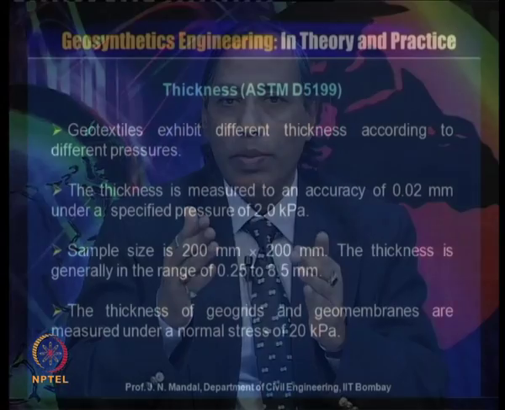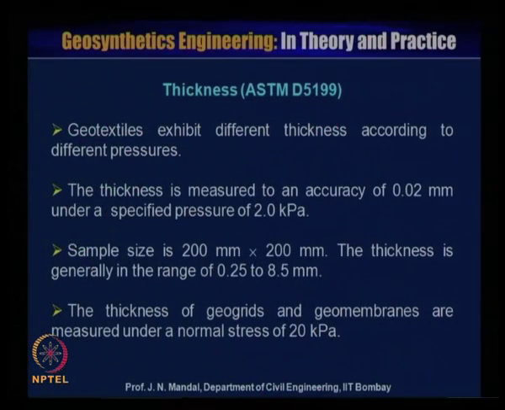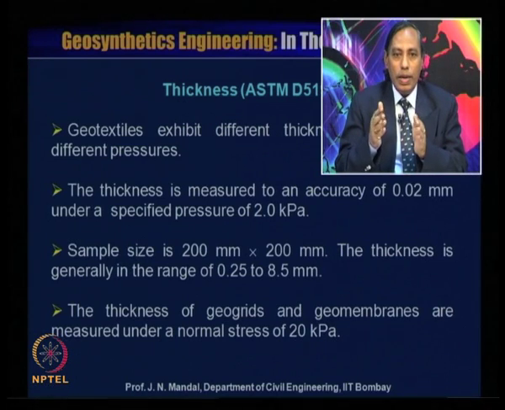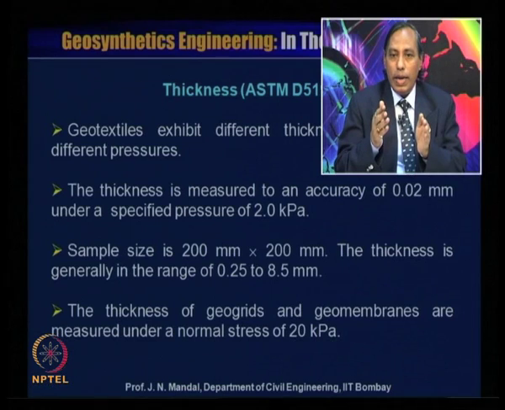The next property is thickness, ASTM D 5199. Geotextiles exhibit different thicknesses under different pressures. The thickness is measured to an accuracy of 0.02 millimeter under a specified pressure of 2 kilopascal, and the sample size is 200 millimeter by 200 millimeter. The thickness is generally in the range of 0.25 to 8.5 millimeter. The thickness of geogrid and geomembrane is measured under a normal stress of 20 kilopascal.